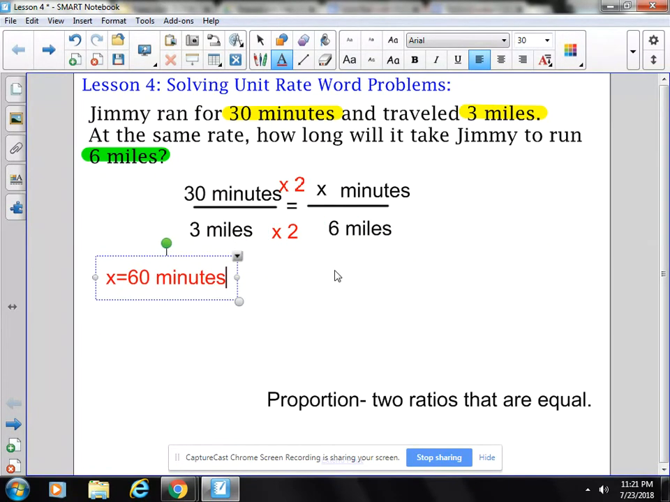We can check our answer by plugging in our value for X, and they should both simplify to 10 minutes per mile. 30 divided by 3 gives us 10 minutes per mile. 60 divided by 6 gives us 10 minutes per mile. So you can check your answer when you are solving problems like this.